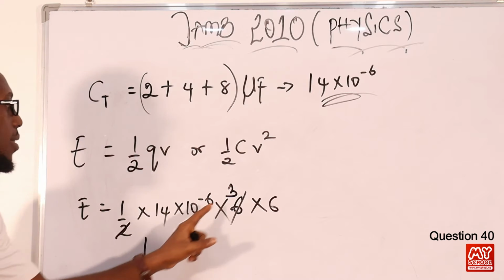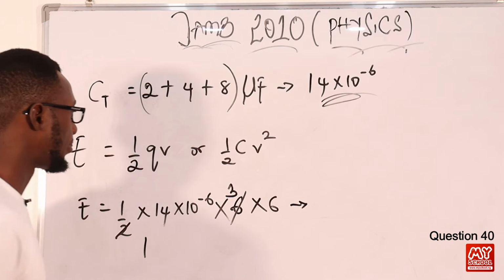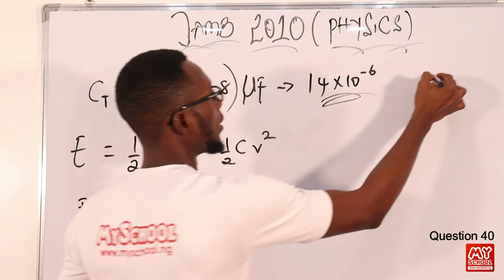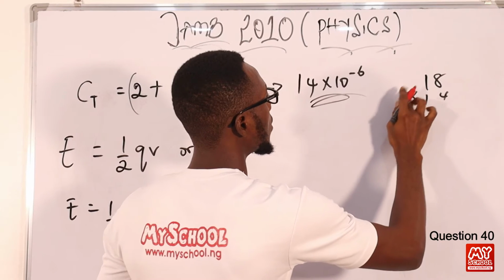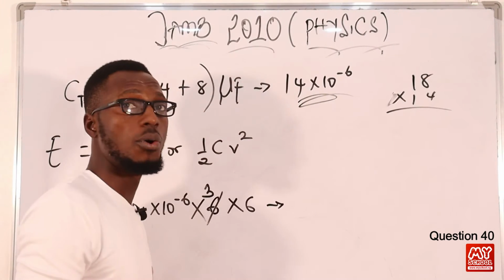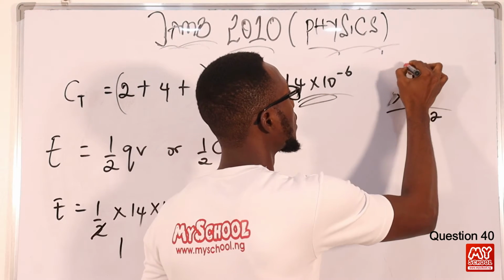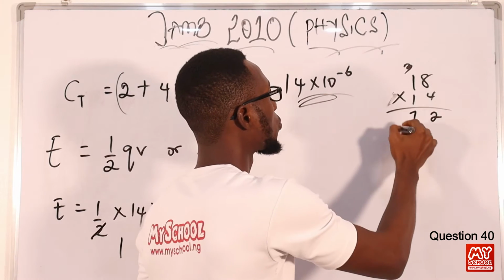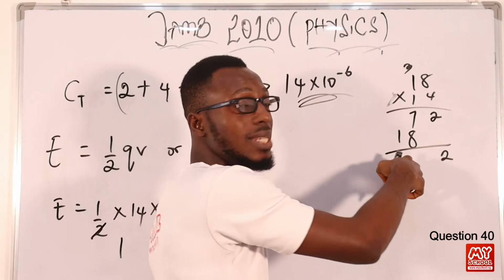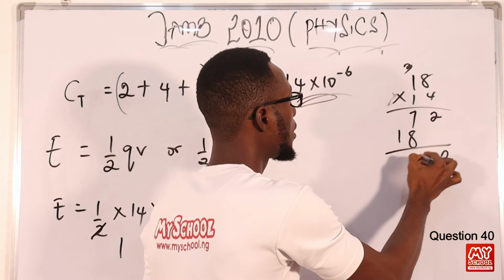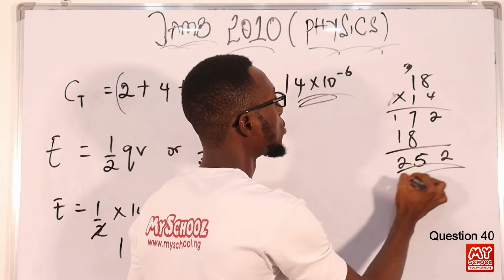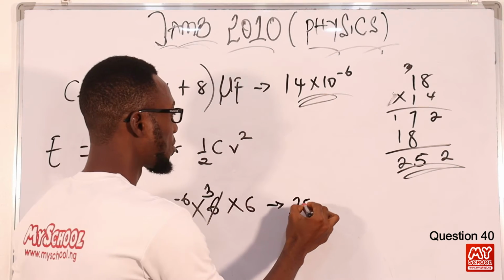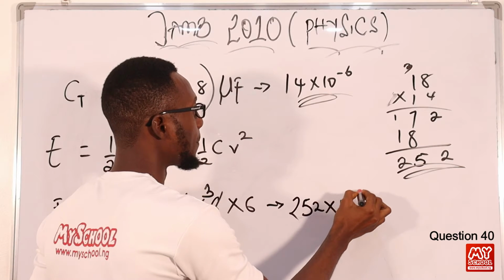Okay, so let me just multiply these values. Then I should have, let me just multiply 3 times 6, 18, 18 times 14. Let's do that together, 18 times 14. So we have 4 times 8, I have 32, leave 3. 4 times 1, I have 4 plus 3 is 7. 1 times 8, I have 8. 1 times 1, I have 1. So 7 plus 8, that accounts for 15. I leave 1. 1 plus 1, that is 2. So I have 252 times 10 raised to the power minus 6.